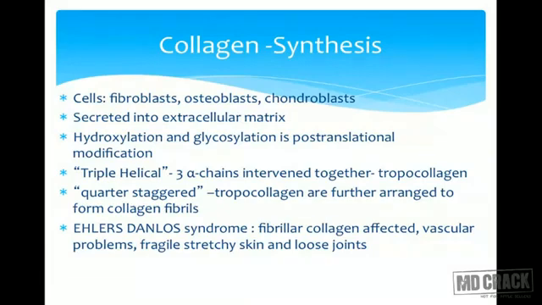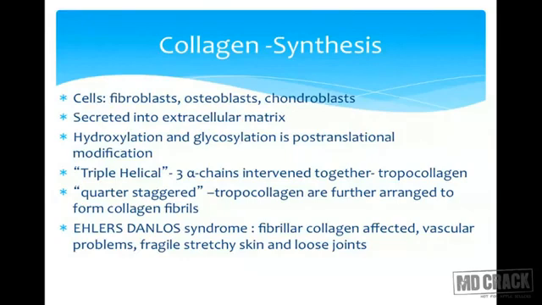Now, the cells which are responsible for the synthesis of collagen are the fibroblasts, the osteoblasts, the chondroblasts. All these cells can synthesize collagen. So what do they do after they synthesize collagen? It is secreted into the extracellular matrix. Now, in collagen, there is a lot of hydroxylation and glycosylation that is taking place. These type of modifications which take place after a protein is synthesized is called post-translational modification.